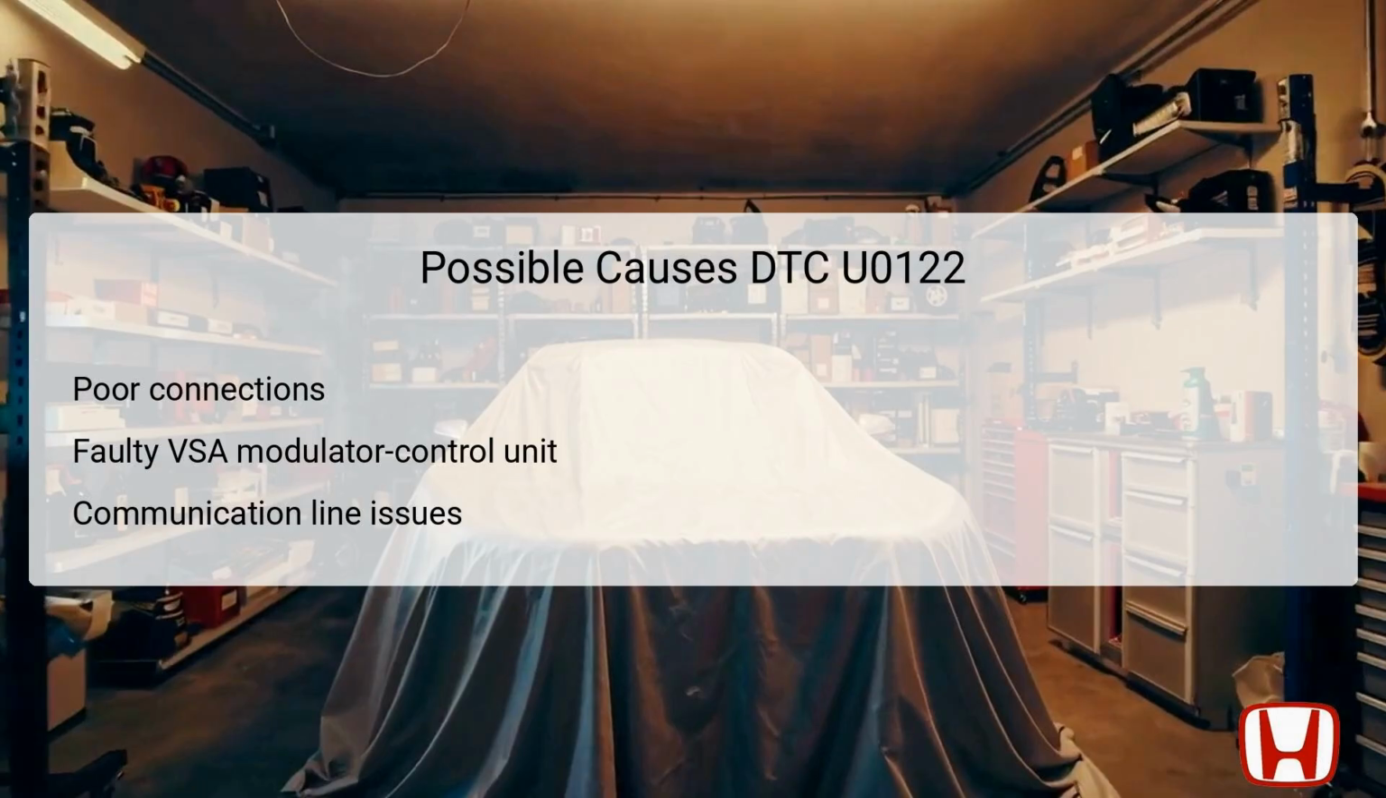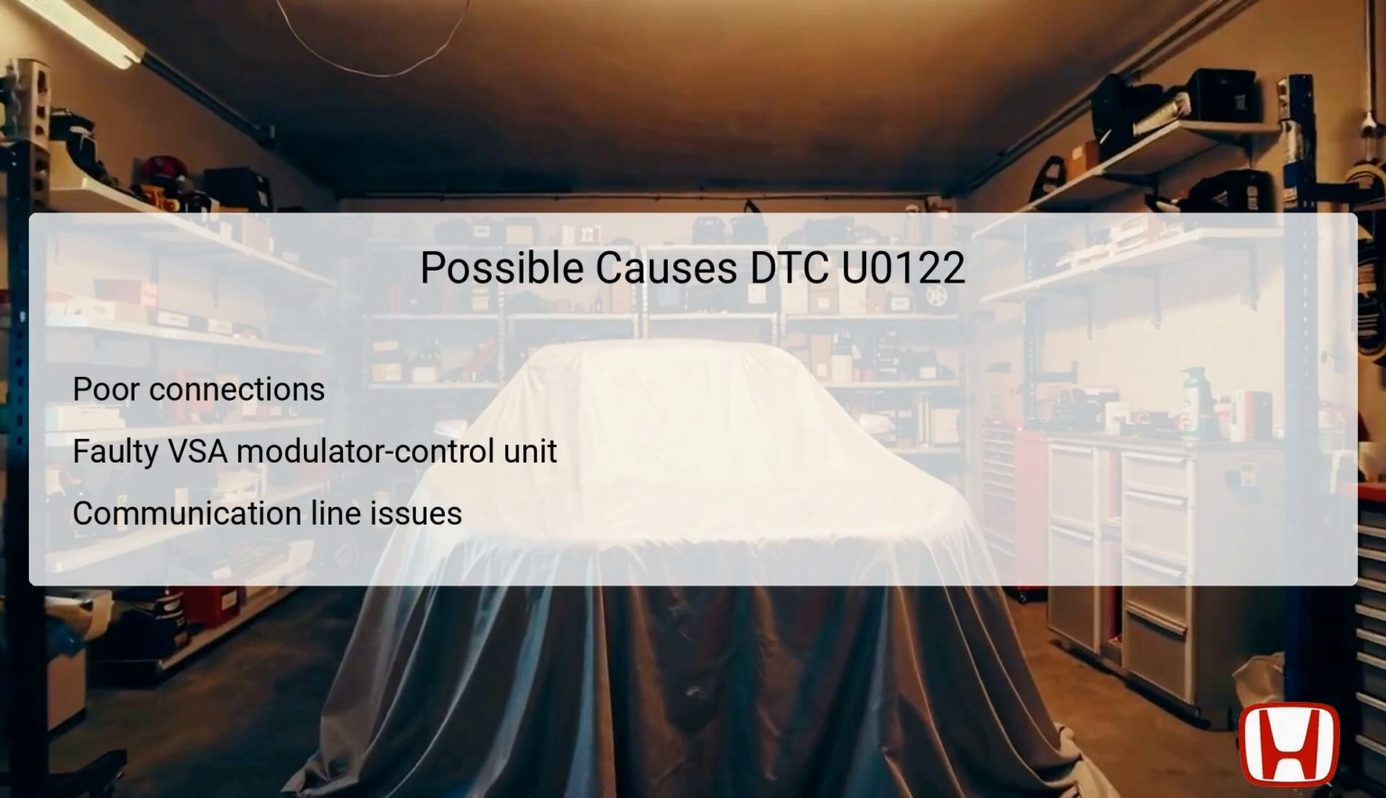In some cases, the VSA Modulator-Control Unit itself may be faulty or have internal failures, preventing it from sending or receiving data correctly. Communication line issues can arise due to damaged, frayed, or broken wires in the FCAN network, which could interrupt the vital flow of information between these components.